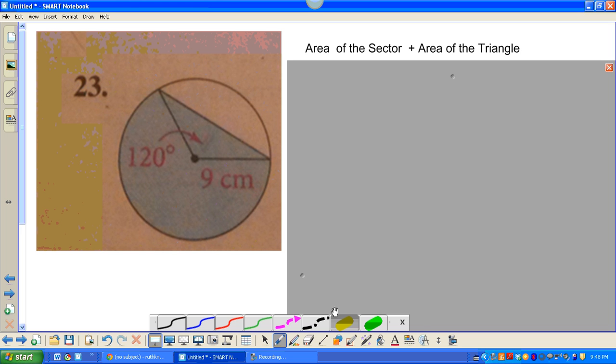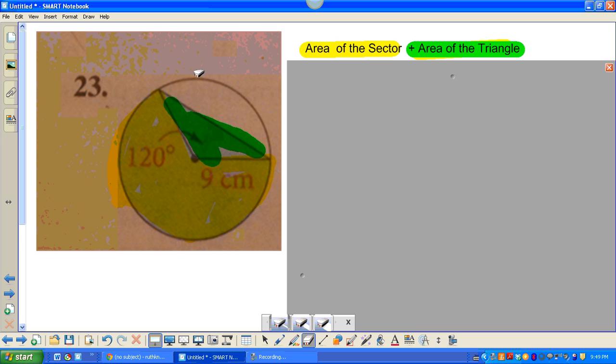Problem 23 is harder. The idea of what we're doing is the exact same as the previous problem. We are going to take the area of this sector. So I'm going to be looking at the big sector, this major piece. If this was a piece of pie, you would be really hungry. And then I'm going to add the area of the triangle. The reason this problem is harder is finding the area of that triangle is going to be harder. We're going to have to use special right triangles.